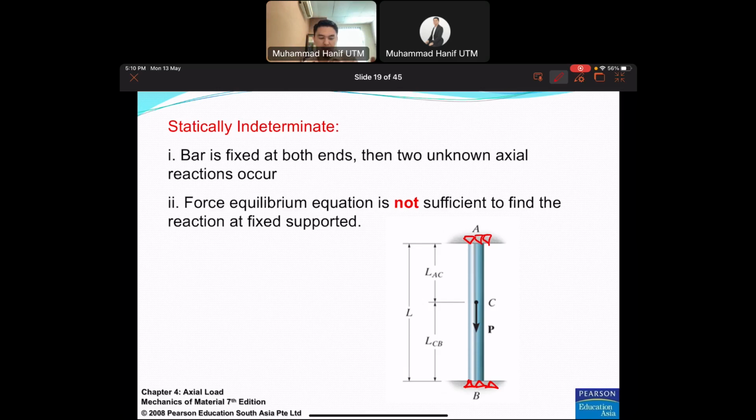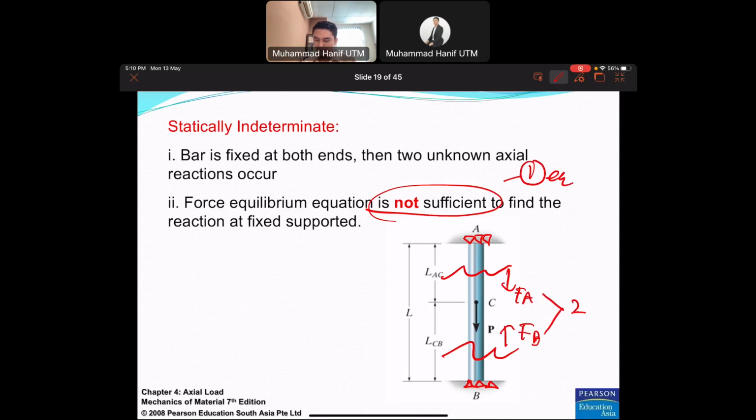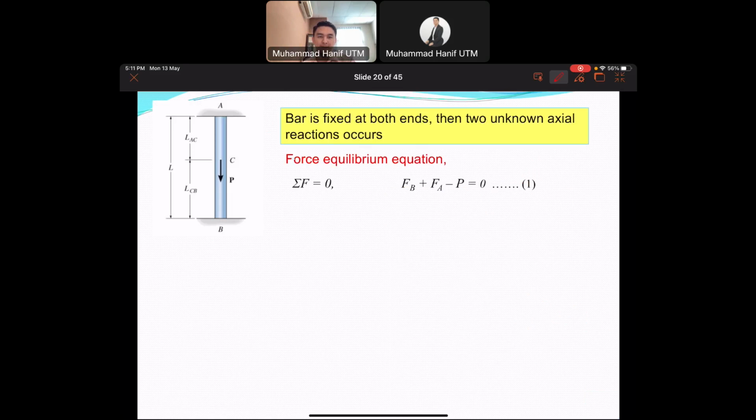And number two, the condition is that the force equilibrium equation is not sufficient, so we only have one equation. If you have two unknowns, where you cut it here, you have FB here, you have FE here, so these are two unknowns. If you have two unknowns, then you have to generate two equations. But in this case, using the equilibrium equation, we can only generate one equation. So this is the problem that happens. So how to do it? When the bar is fixed at both ends, then two unknown axial reactions occur. This one I already explained previously.